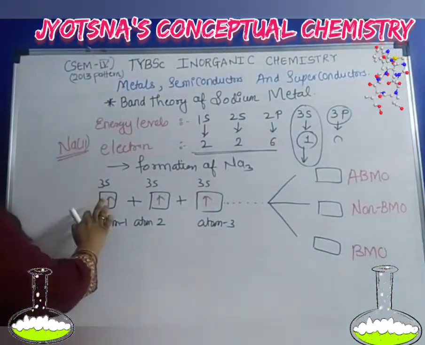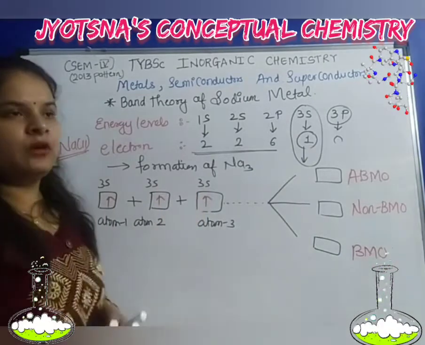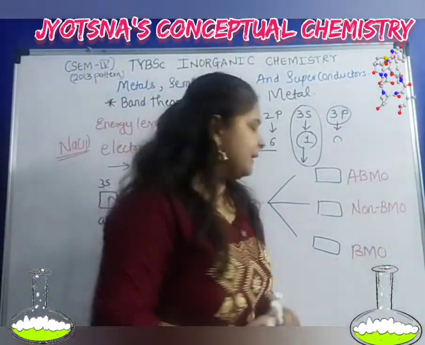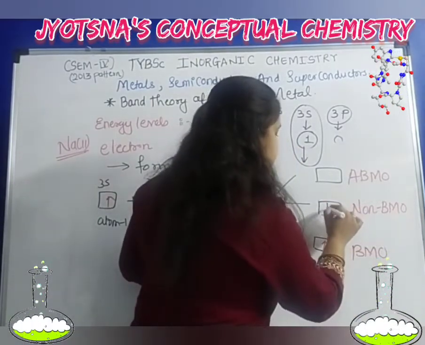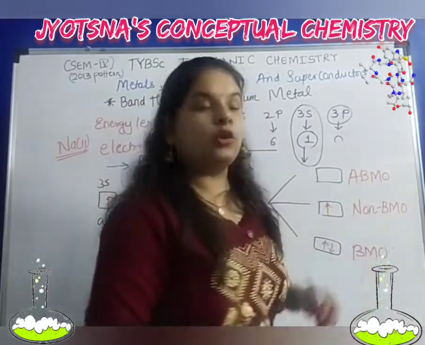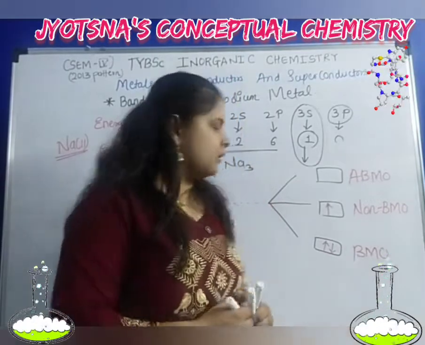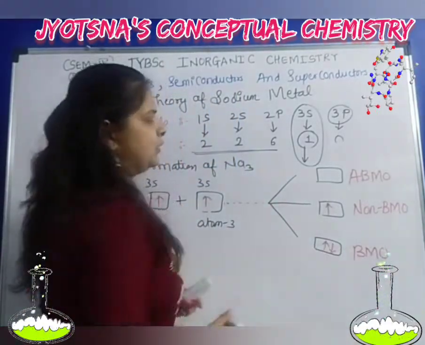See how many electrons are there? 1, 2, 3. In one orbital we can fill 2 electrons. Means 1, 2, and the other we will put in the non-bonding molecular orbital. Got it? In this way the Na3 molecule is formed.